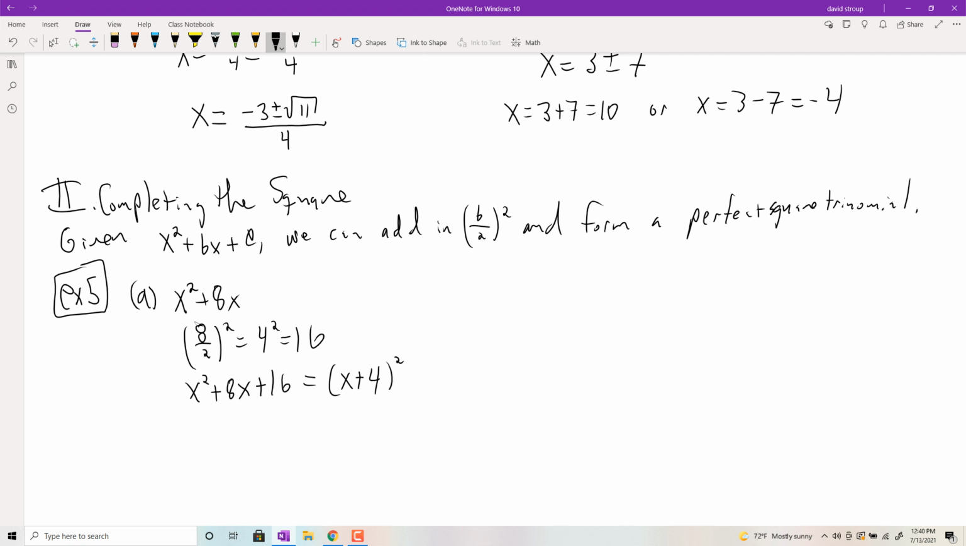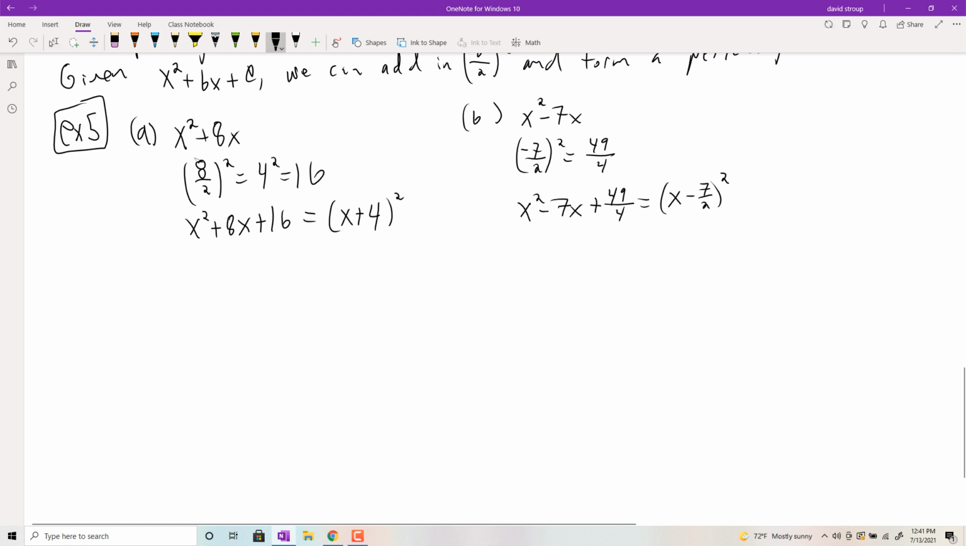Let's look at another one. You have x squared minus 7x. So this time our b is negative 7 over 2, square that. So that'd be 49/4. So I'll have x squared minus 7x plus 49 fourths, and I want to factor that into a perfect square trinomial. So I get x minus 7 halves squared.